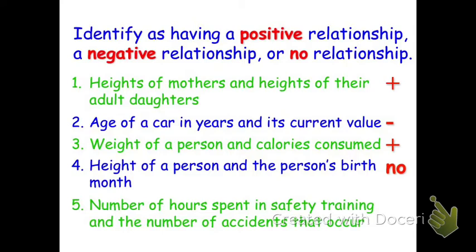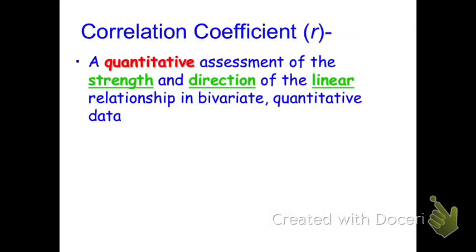Number of hours spent in safety training and the number of accidents that occur. Negative. It should be negative. So, correlation coefficient. HR training. No correlation. Correlation coefficient.